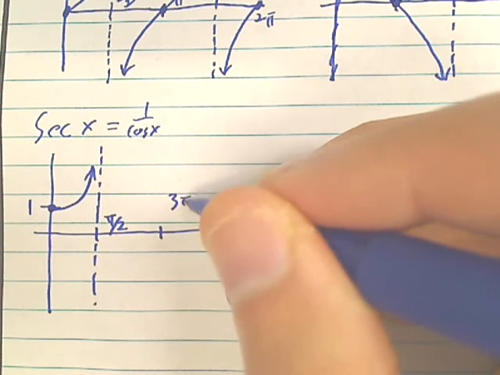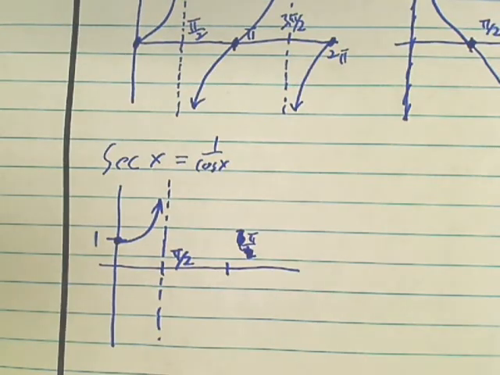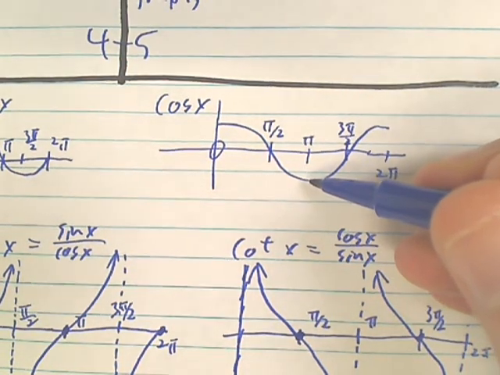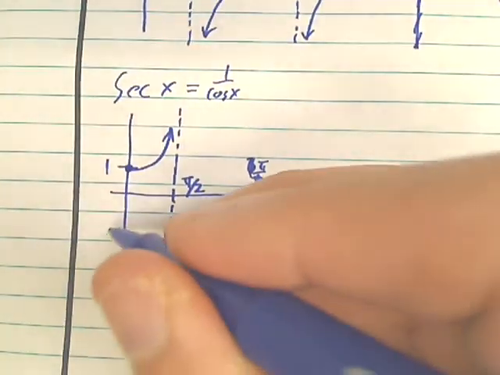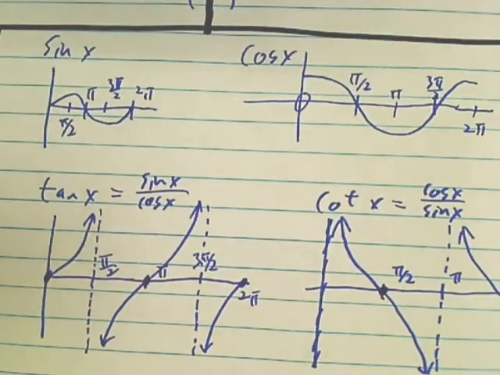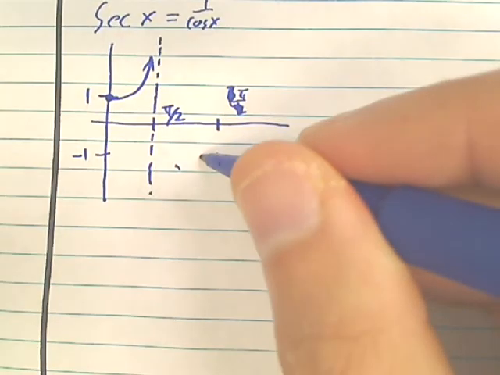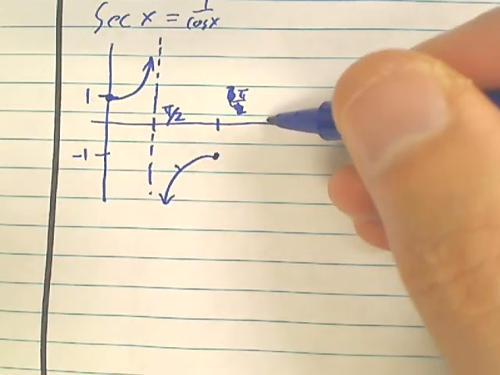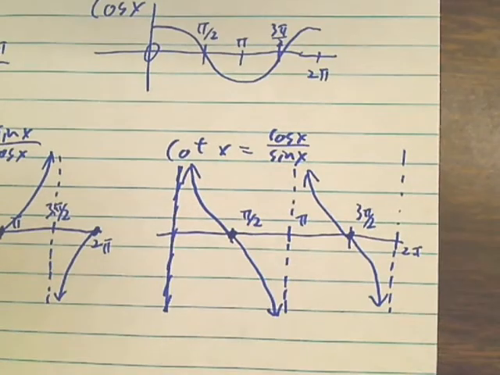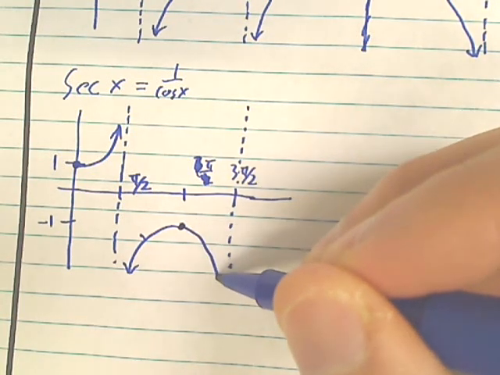Let's go to 3 pi over 2. What's happening there? Let's look at cosine. Oh, I'm sorry, pi is next. At pi, it's -1. What's the reciprocal of -1? 1 over -1 is -1. So at -1, it's going to be there. Between pi over 2 and pi, it's always negative, so this has to go off in this direction. At 3 pi over 2, we also have 0, so 1 over 0 is another vertical asymptote. And the graph is again going to go down like that.